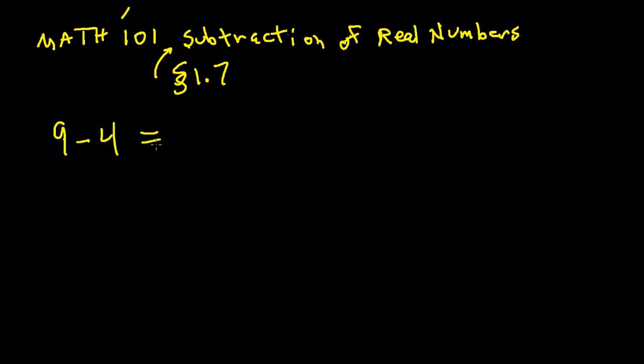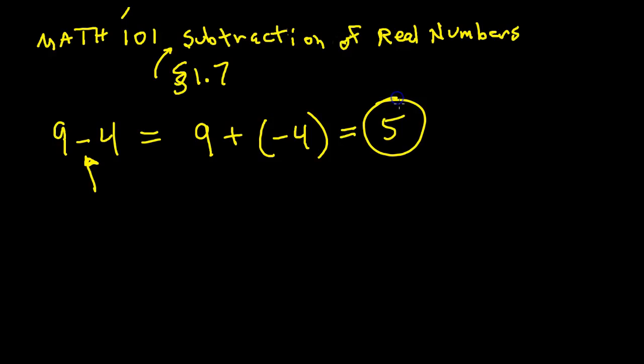Our textbook does something like this, at least in the beginning, a little more formally than we might be used to. They say when you're subtracting a number from another, it's equivalent to adding the opposite. So we can say 9 minus 4 is equivalent to 9 plus negative 4, which of course is 5, right? All right, so hopefully not a big deal.